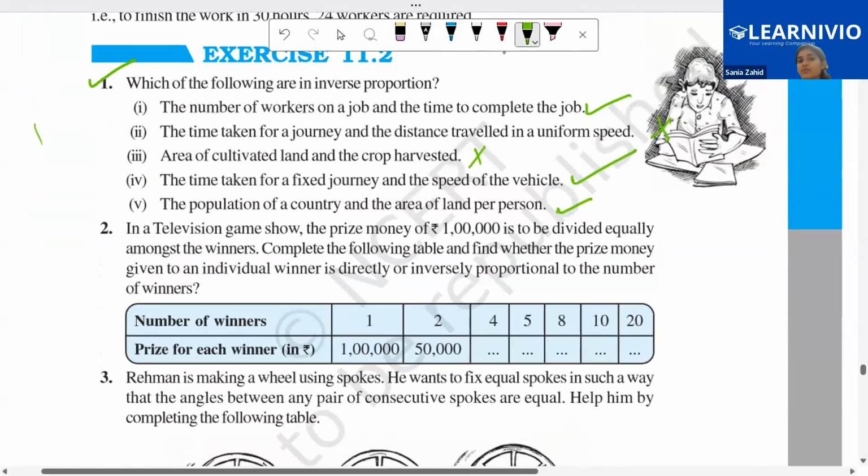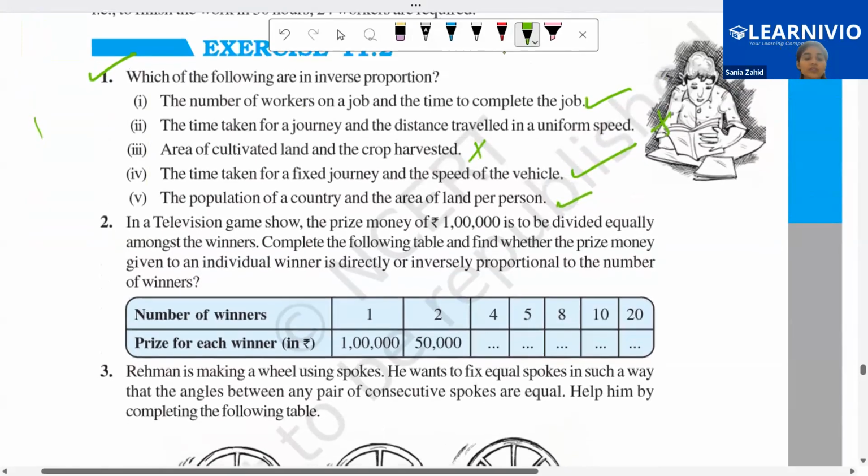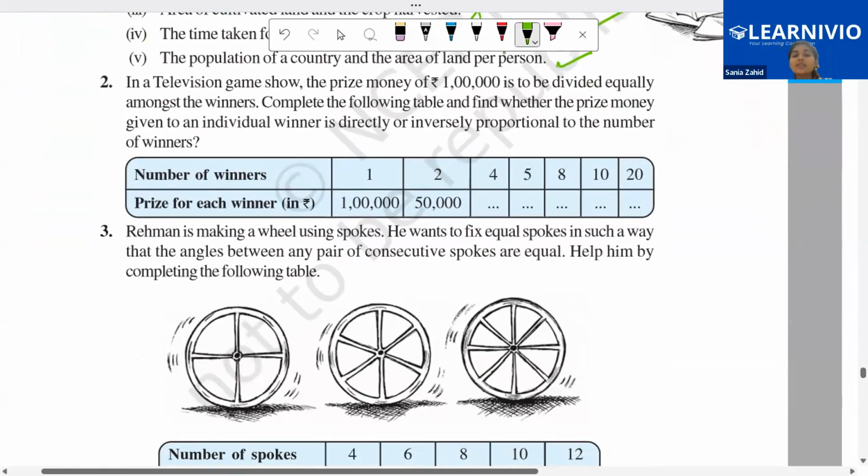Were all of you able to understand the first question? Yes, ma'am. Okay, the second question says that there is a television game show and the prize money is rupees 1 lakh. It is to be divided equally amongst the winners. Complete the following table and find whether the prize money given to an individual winner is directly or inversely proportional to the number of winners.